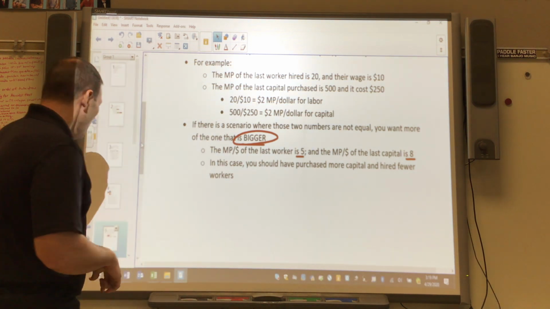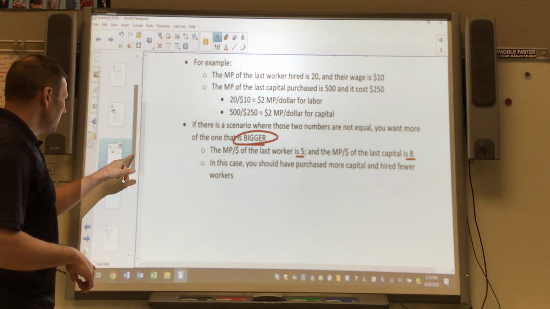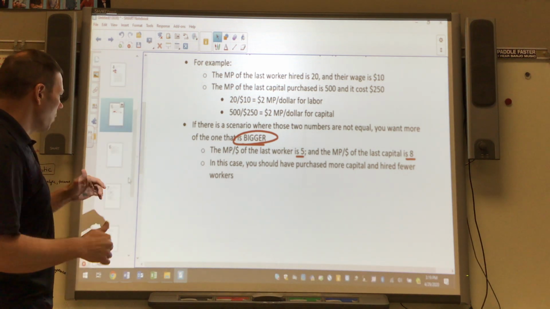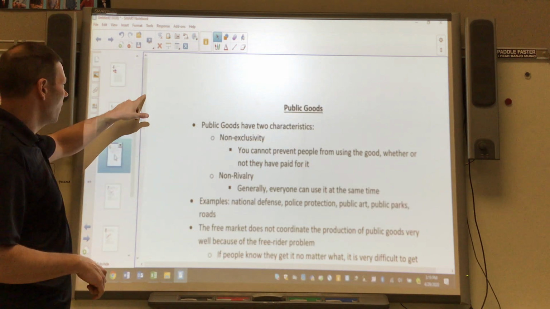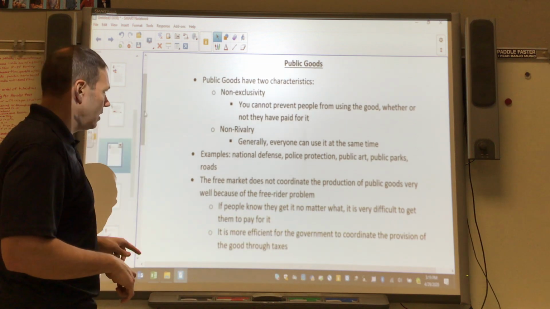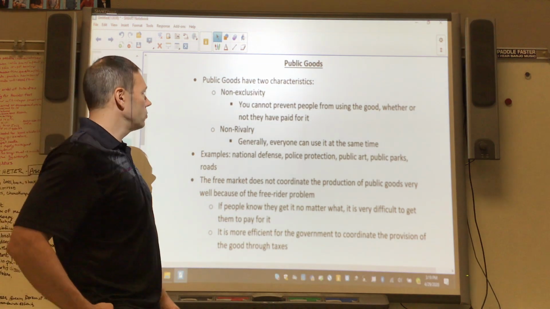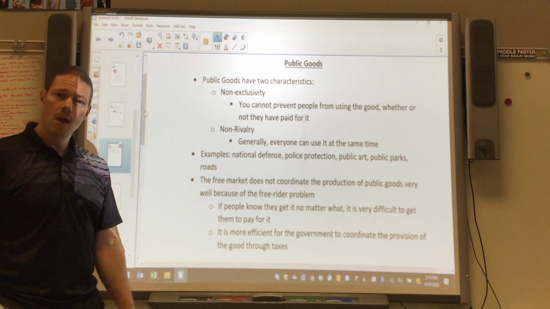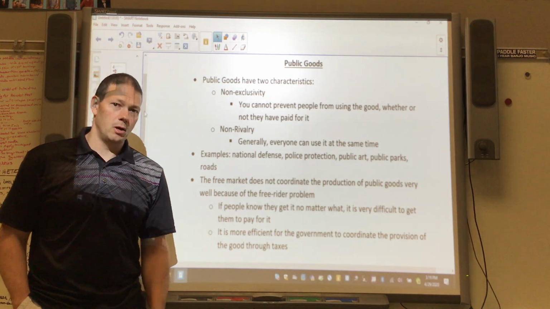Okay? All right, let's look at some other concepts. These last few concepts have more to do with the government getting involved in certain aspects of the economy. One is through the provision of public goods. So a public good typically has two characteristics to it.